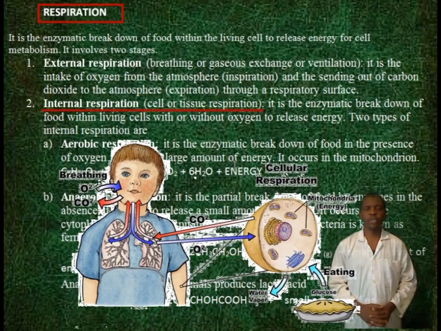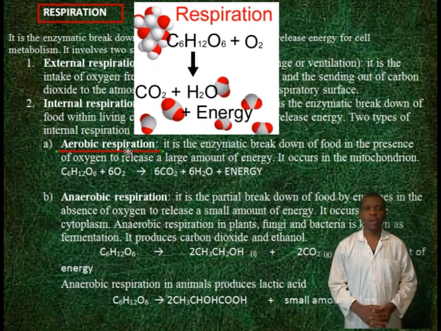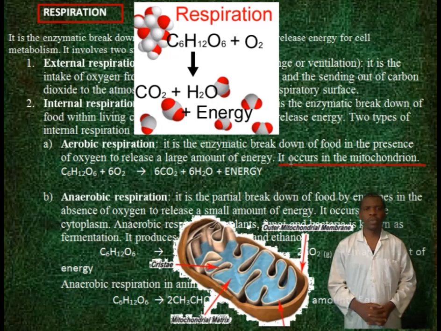2. Internal respiration, usually called cell or tissue respiration. It is the enzymatic breakdown of food within living cells, with or without oxygen, to release energy. Two types of internal respiration are: A. Aerobic respiration. It is the enzymatic breakdown of food in the presence of oxygen to release a large amount of energy. It occurs in the mitochondria.